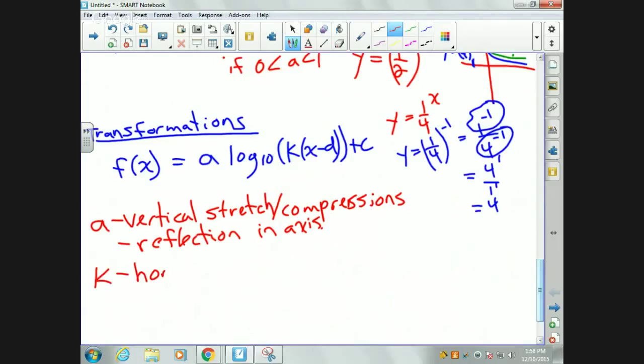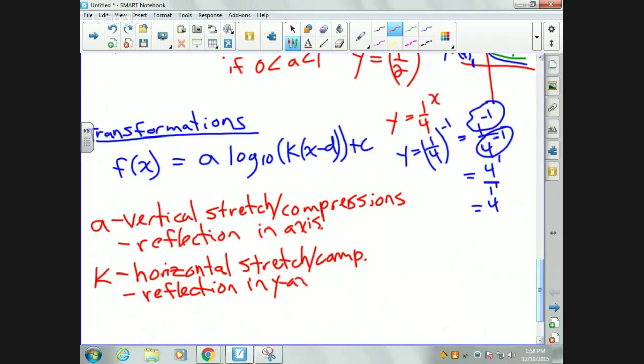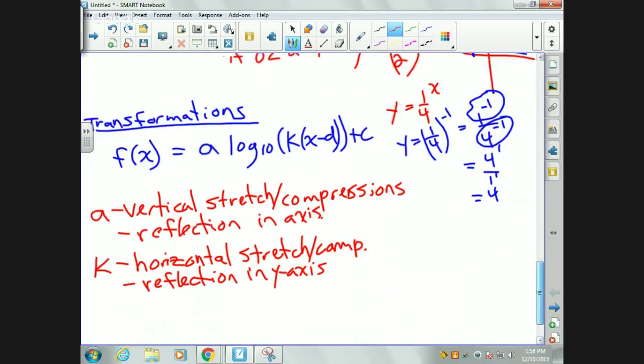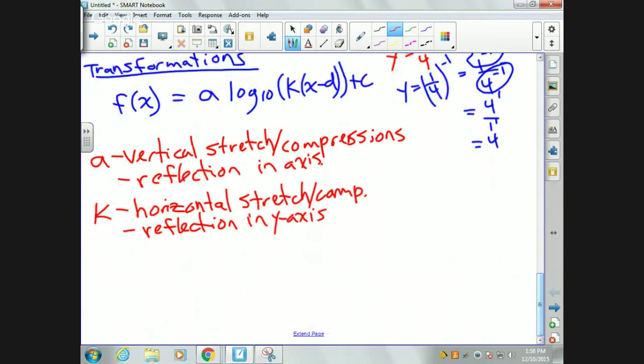k does a horizontal stretch or compression, and a reflection in the y-axis. d was a shift left or right, opposite to the sign in the brackets. And c was a shift up or down.